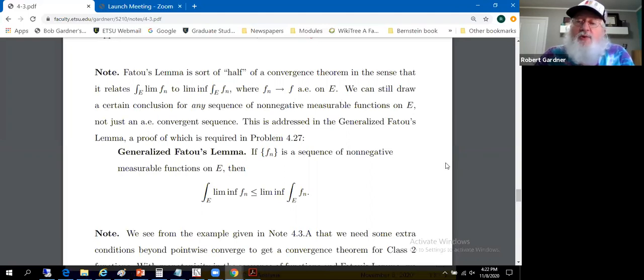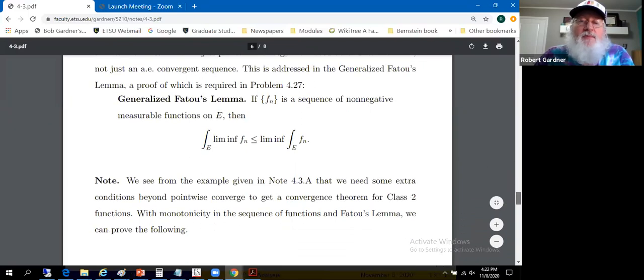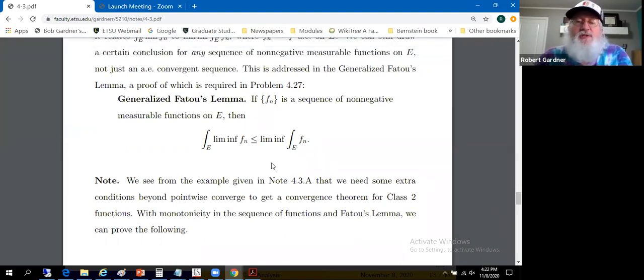As stated in the generalized Fatou's lemma, which is to be proved in problem 4.27, if f sub n is a sequence of non-negative measurable functions on set E, then the integral of the lim inf of those functions is less than or equal to the lim inf of the integrals of those functions. Very much convergence theorem-esque in that it talks about limits of integrals and integrals of limits. Well, lim infs of integrals and lim infs of functions in a sequence. And it's not an equality, it's an inequality.